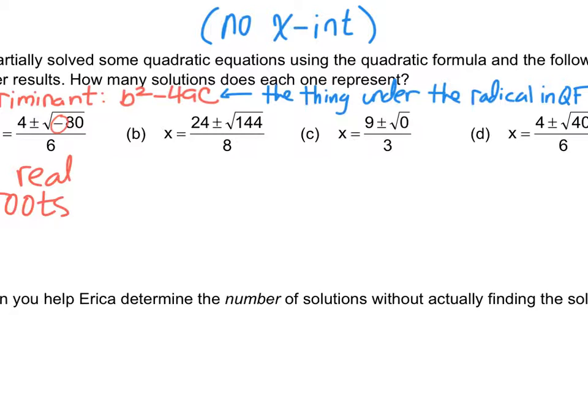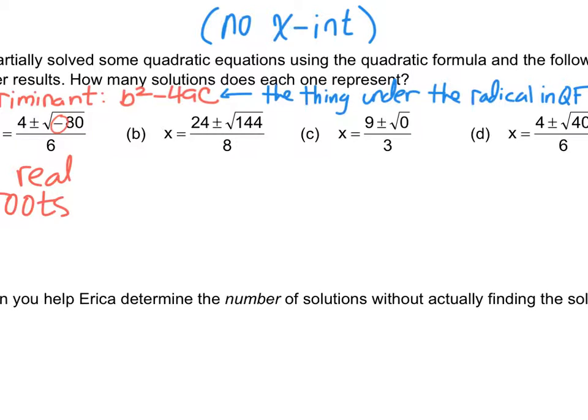All right, so the discriminant gives us particular values. Those values dictate what type of roots you have. If you got a negative discriminant, in this case the discriminant was a negative 80, it tells us that we have no real roots.